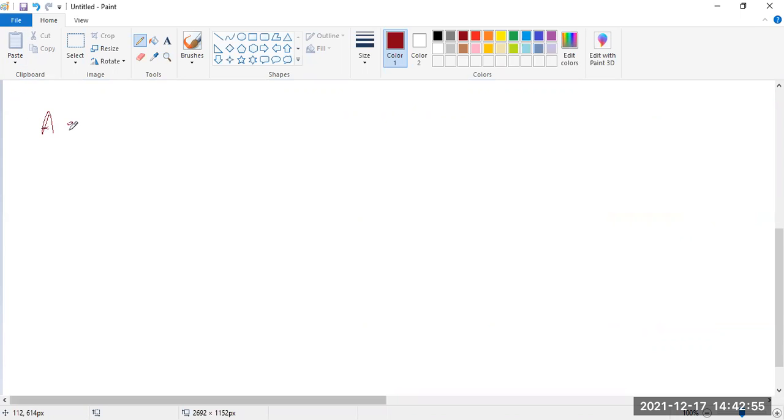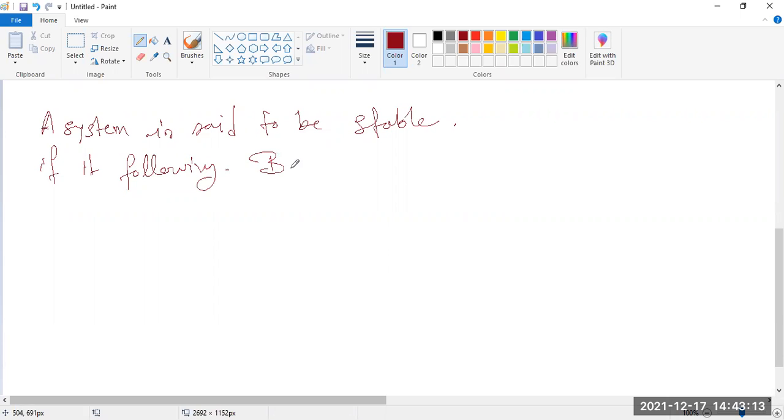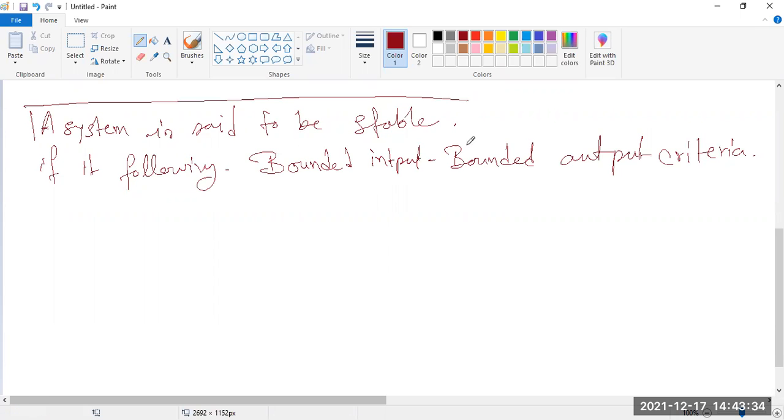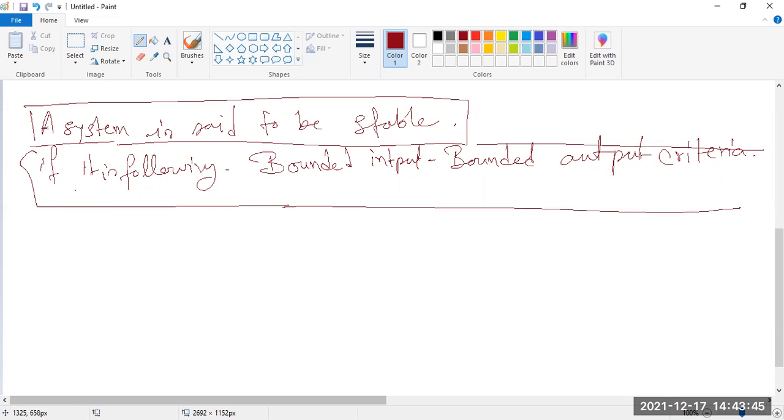So we can say a system is said to be stable if it follows the bounded input, bounded output criteria. A system is said to be stable if it is following the bounded input and bounded output criteria.